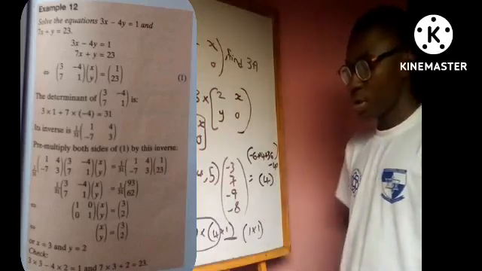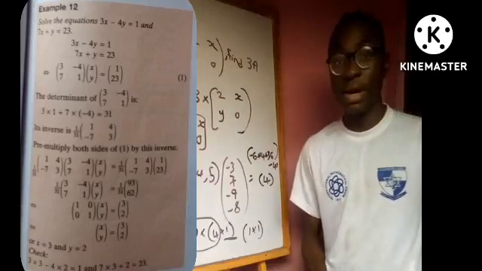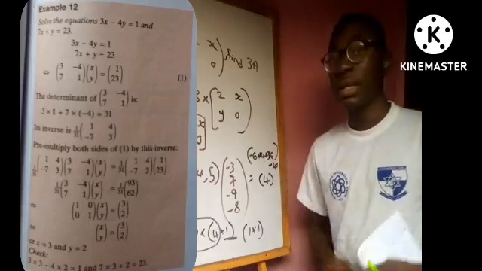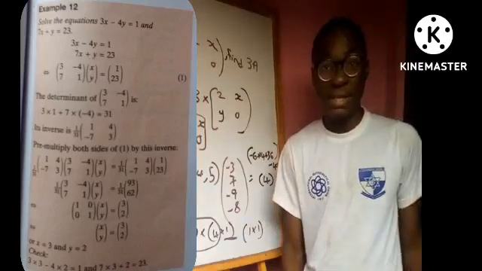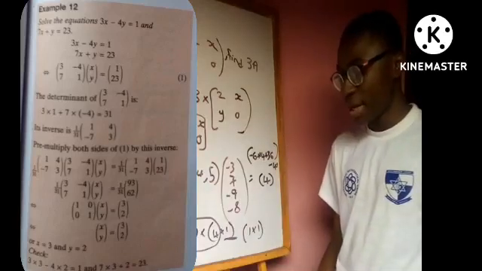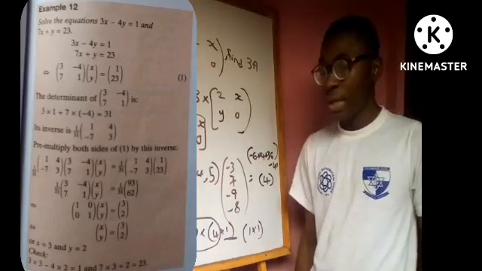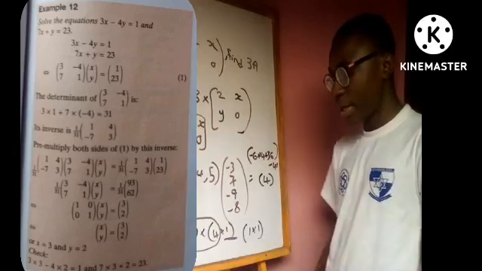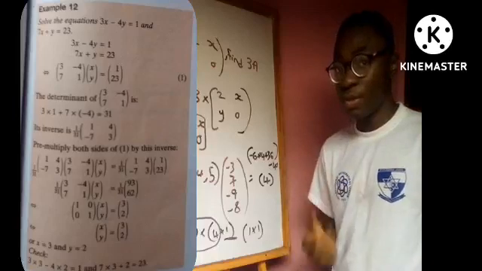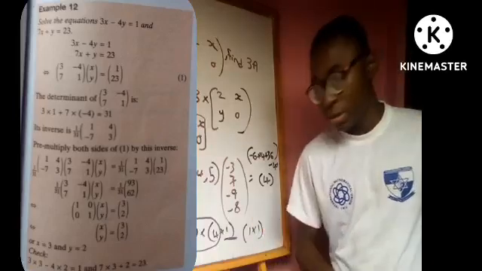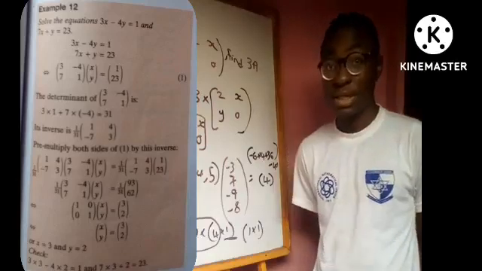Moving on, you pre-multiply both sides of equation 1 by this inverse. What that means is that you multiply each of those sides by the inverse, and the product of a matrix and its inverse is an identity matrix, right? That means the left hand side will reduce to the column matrix x and y. On the right hand side, when you multiply them, you simply use the concept of matrix multiplication which I've talked about. Finally you get another column matrix, 3 and 2.